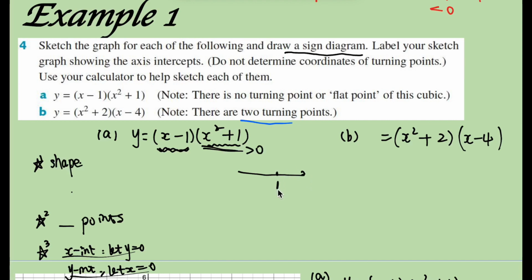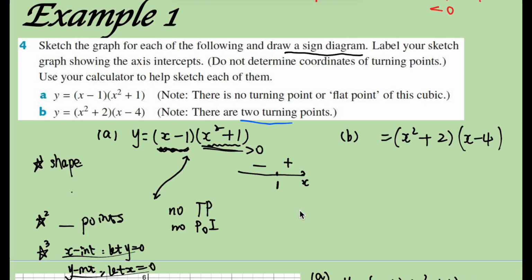So the x-intercept is 1. To the right of 1, all the y values are positive because the linear factor is positive, and to the left it's negative. Also, as we haven't learned differentiation at this stage, we are going to use the hint provided by the question. There is no turning point or flat point of this cubic. It means the basic graph will be our shape 3. It is climbing up a hill but no turning point, no point of inflection. It means no flat point.